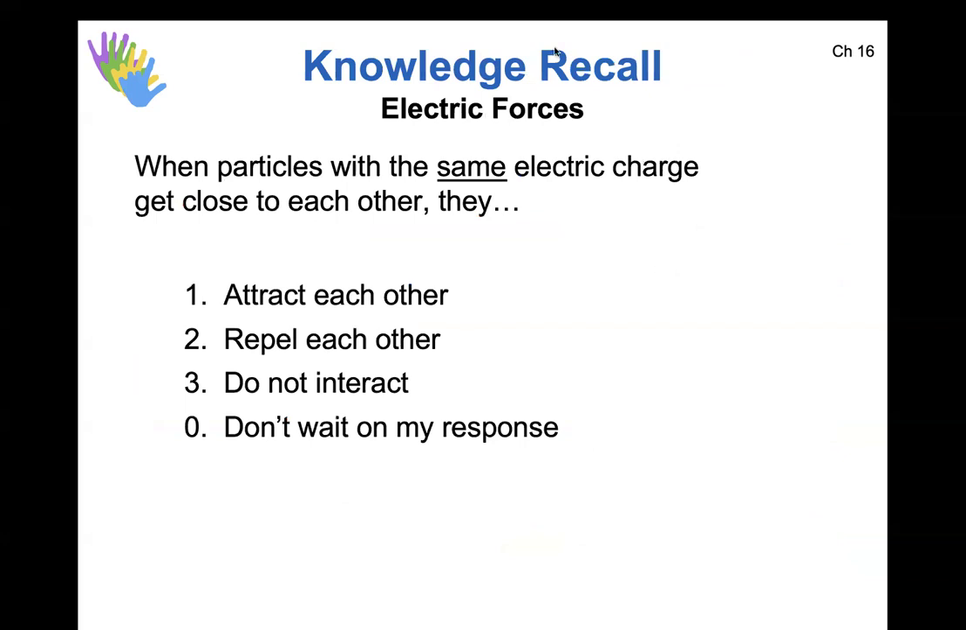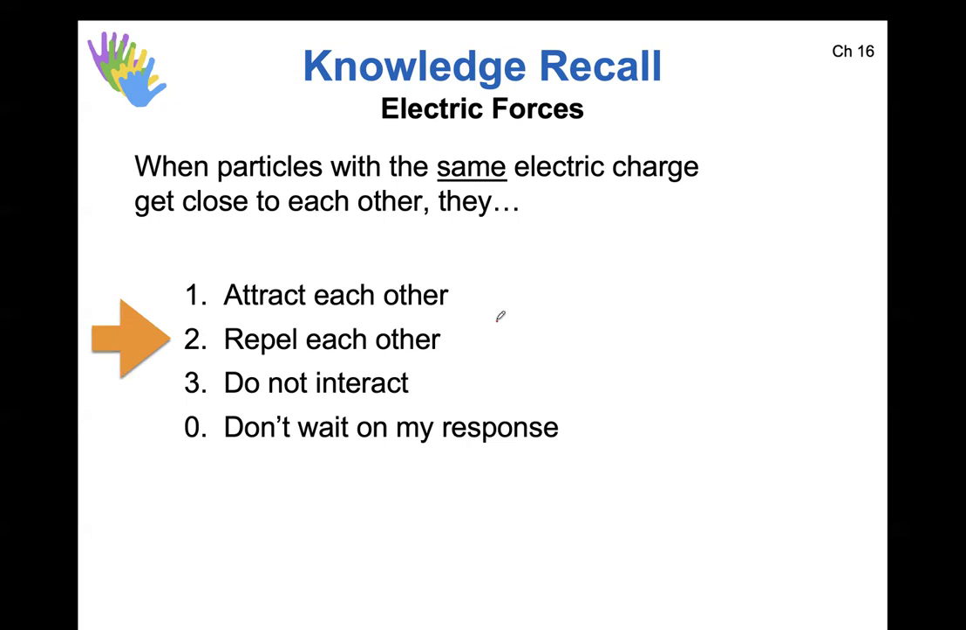So when particles with the same electric charge get close together, they do what? Remember your basic rules about electromagnetism. All right, Nick, when they're the same, they repel each other. Everyone agrees? All right, Jay, nice. Absolutely. Opposites attract, like charges repel.